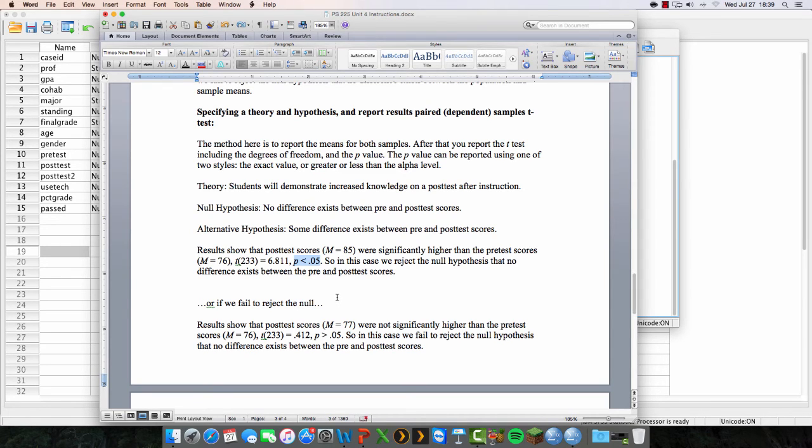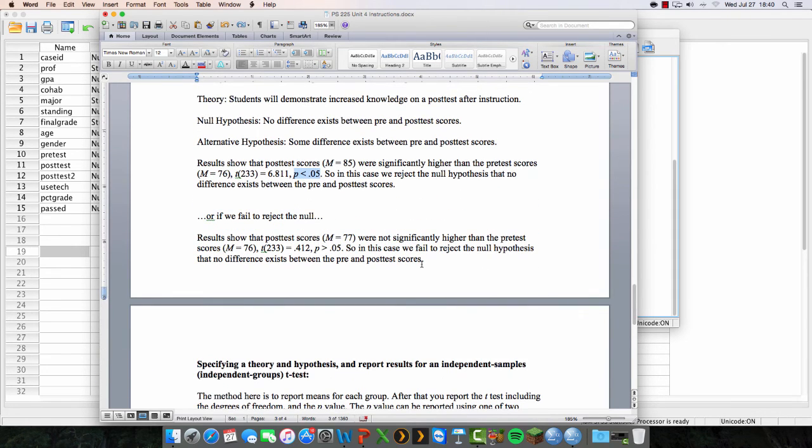Right? Now, if we had not had a statistically significant result, it would just be phrased the way it is in the paragraph below. You'd still report the means, you'd report the degrees of freedom, the value of the t-statistic, and remember, change the sign here, that p is greater than 0.05. So in this case, we'd fail to reject the null hypothesis that no difference exists between the pre- and post-test scores.